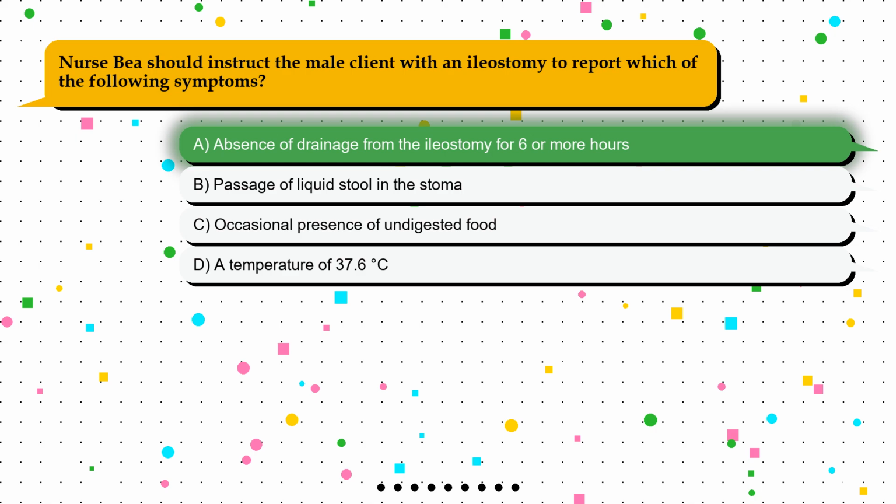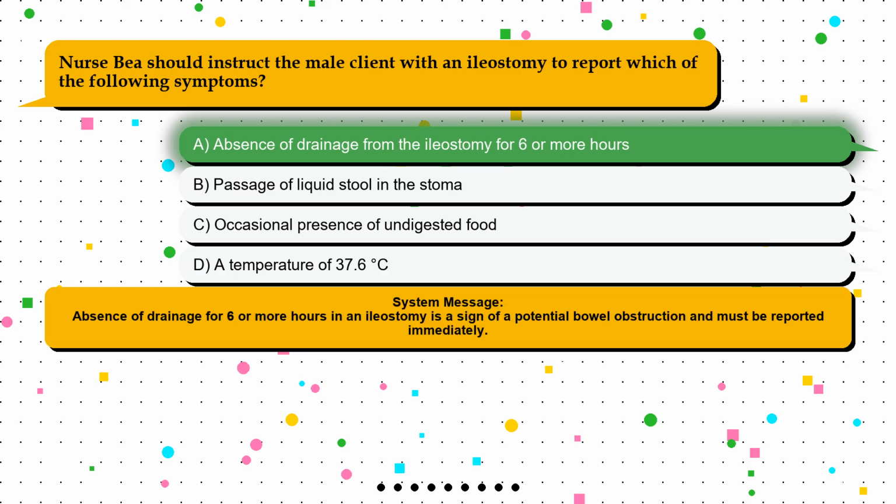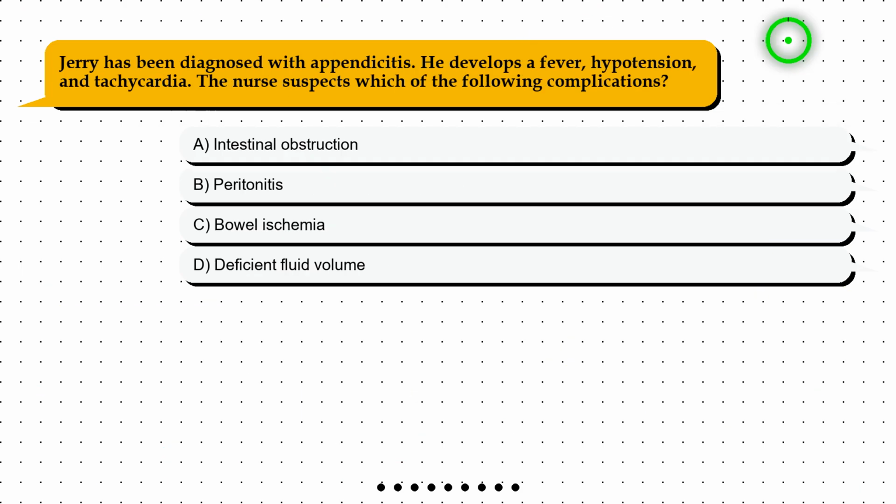The correct answer is option A. Absence of drainage from the ileostomy for 6 or more hours. Absence of drainage for 6 or more hours in an ileostomy is a sign of a potential bowel obstruction and must be reported immediately.